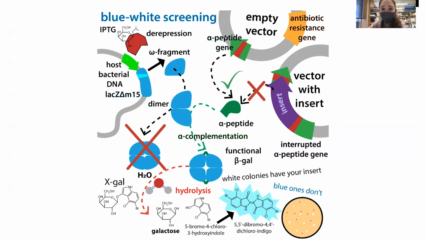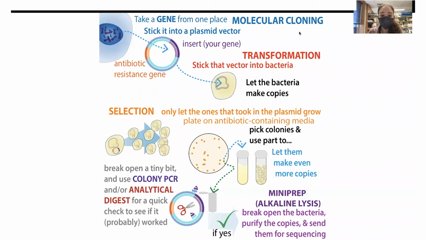There are different variations of blue-white screening, but this is the type that we use, at least in my lab. The white colonies are going to have your insert and the blue ones don't. So you're going to want to move forward with the white colonies and leave alone the blue colonies. Also, it's critical to remember that it basically tells you that there is an insert there, but not necessarily that everything is spelled okay.